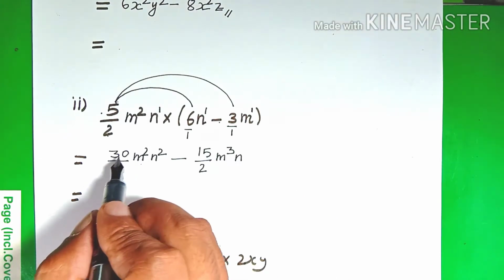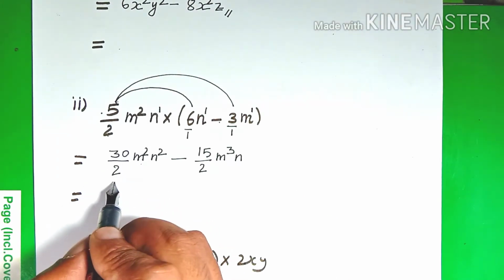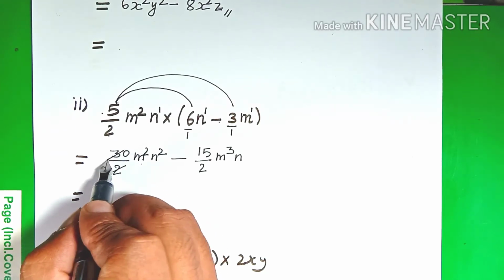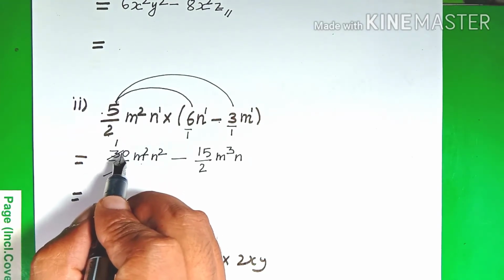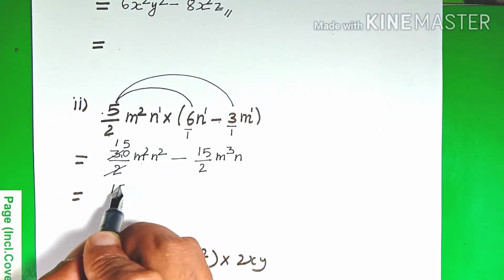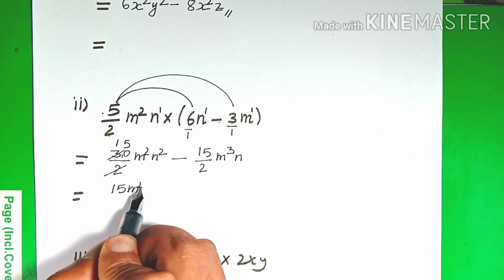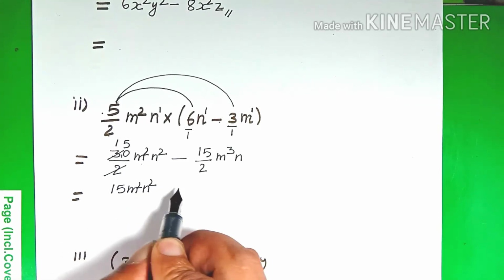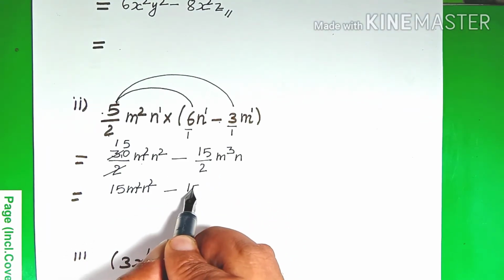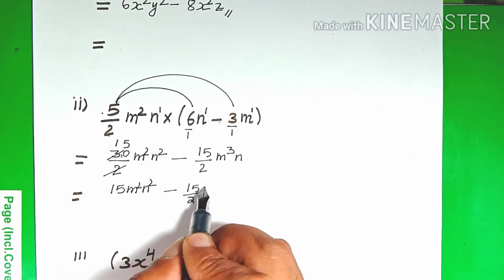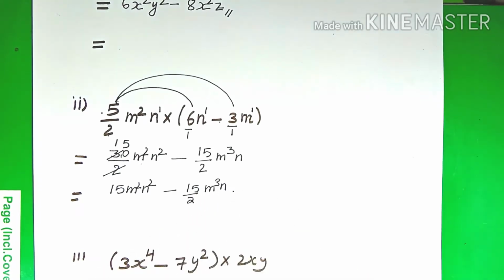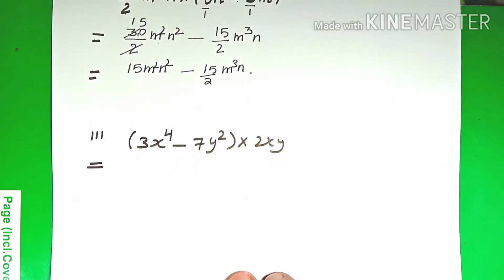Again, if you observe this number properly, both are even numbers, so we can reduce here. With 2 we can cancel, 2 into 1 times, so 1 in hand, again 2 into 5 equals 10. That means here we have 15 m square followed by n square minus 2 table. Do we get it? No. So you'll have to drop 15 divided by 2, m to the power 3 n.